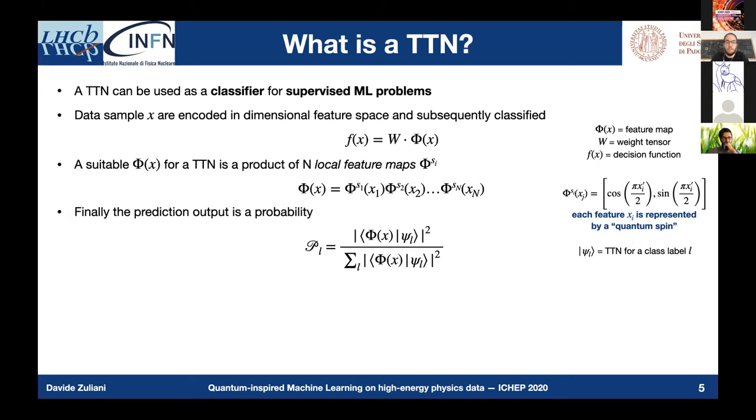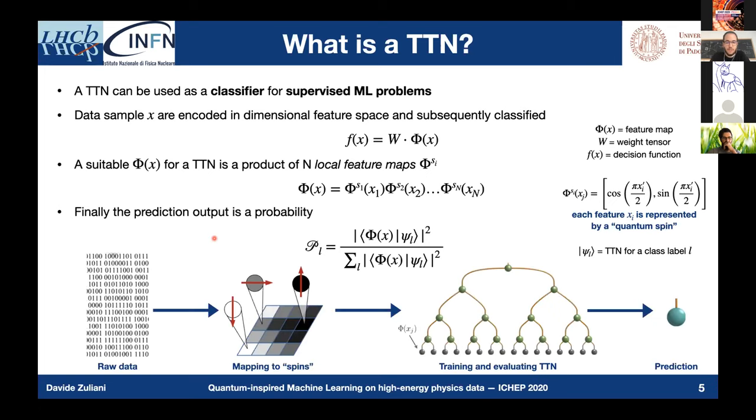The output of your algorithm is a probability for that sample to be of one class or another. So this is the flow. You have your raw data, you have this mapping to spins, which is the quantum-inspired part. Then you go to your tensor network, which has been trained and evaluated, and then you have your prediction. So this is the flow that we have followed.